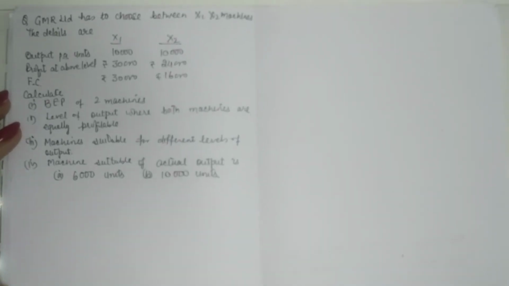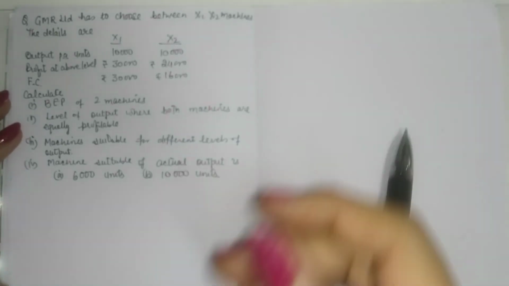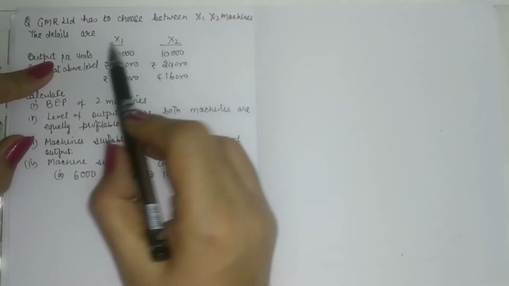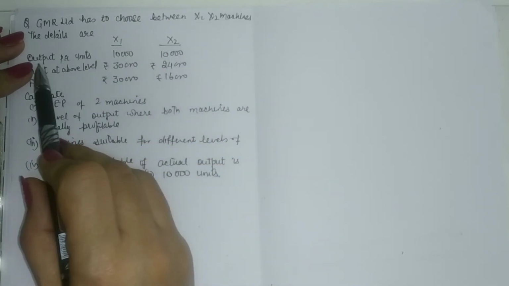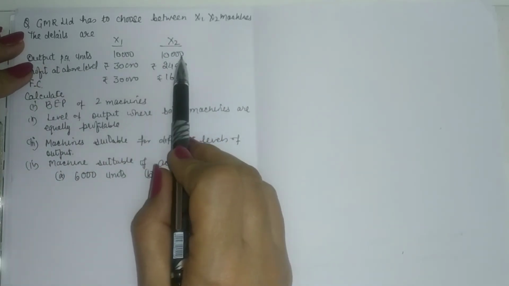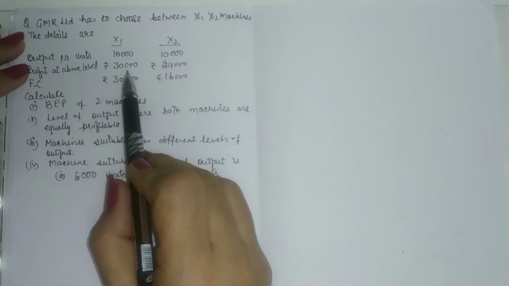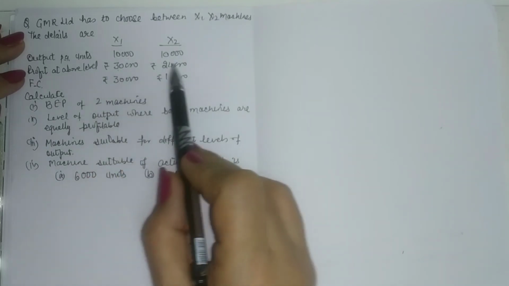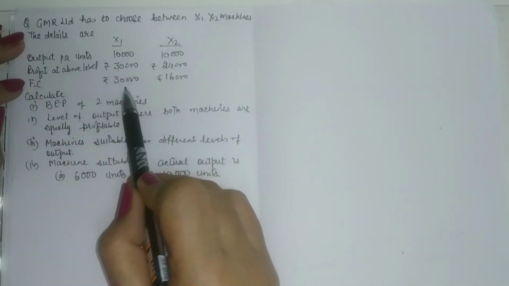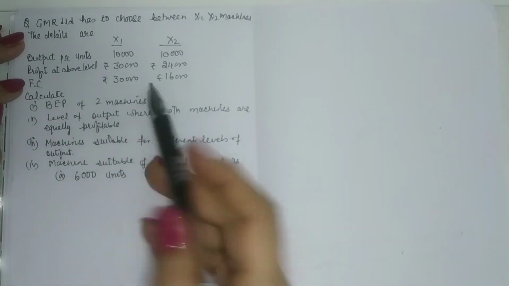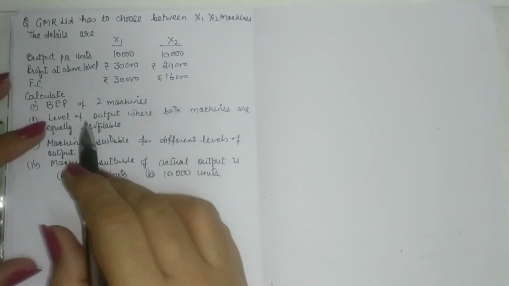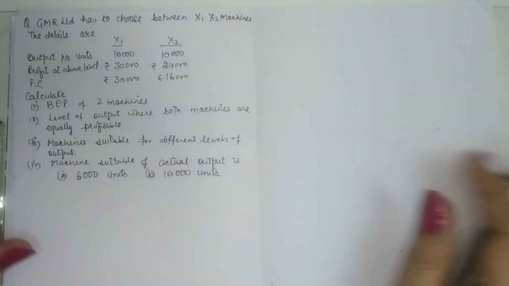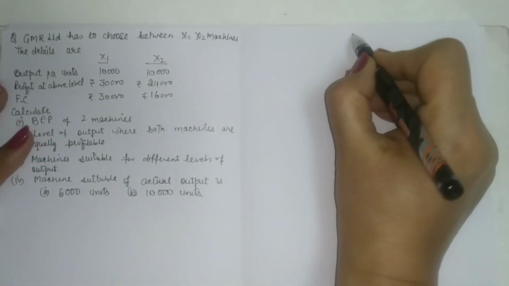Now, let us consider one more example to understand the question. Okay, the basic concept. So you are to choose between two machines, machine 1 and 2. Output is given 10,000 and 10,000 units each. Profit at the given level is 30,000 and 24,000. Fixed cost is 30,000 and 16,000. So calculate break-even point. First thing is very simple. We need to focus on the level of output at cost indifference point. But let us make all calculations first.